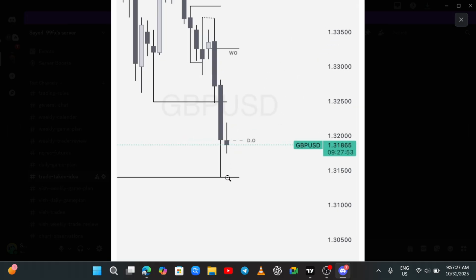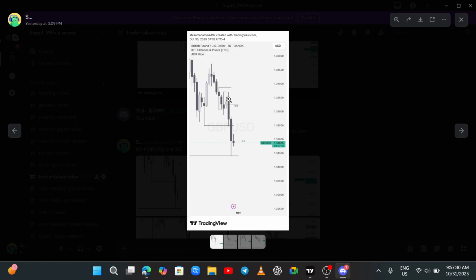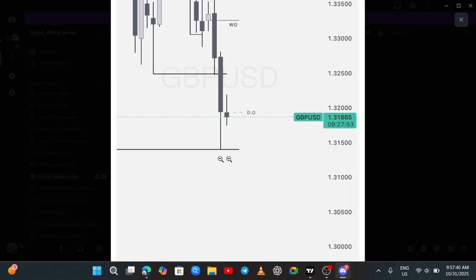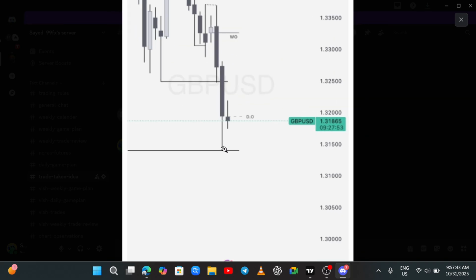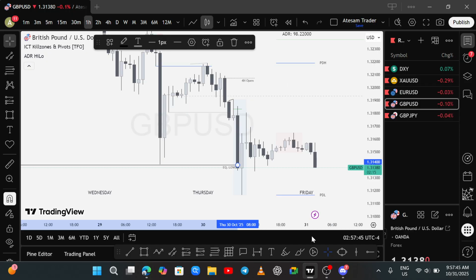So I was expecting daily continuation because why? Because we have Monday, Tuesday is the high of the week and it expanded also. So I was expecting Wednesday and Thursday continuation because we have still drawn liquidity here. So this is equal lows. So that's why I marked. I'll show you in the chart.